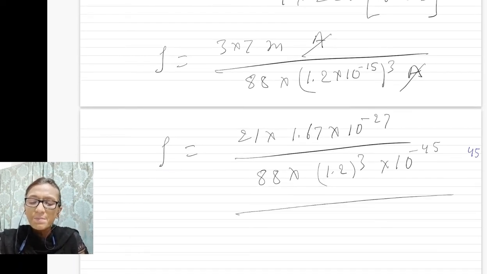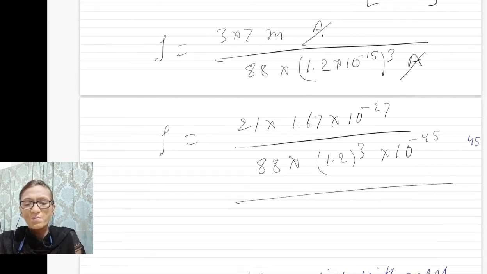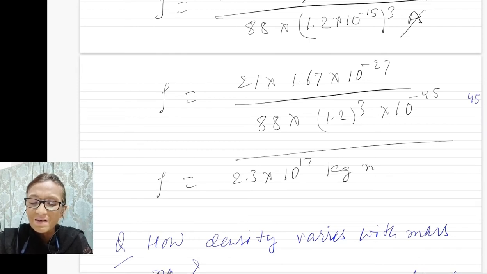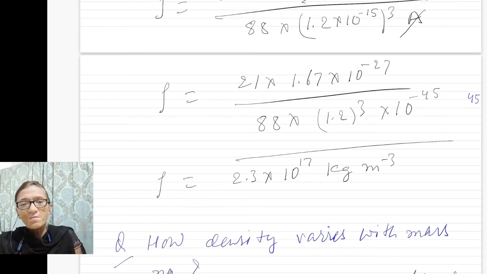So this is a complete number, you can see. Density is free from mass number. And on simplification, density comes equal to 2.3 into 10 to the power 17 kg per meter cube. It is free from any other quantity. Density is a constant for all the elements. Density of nucleons inside the nucleus of hydrogen, helium, neon, argon, uranium, any element will be the same.